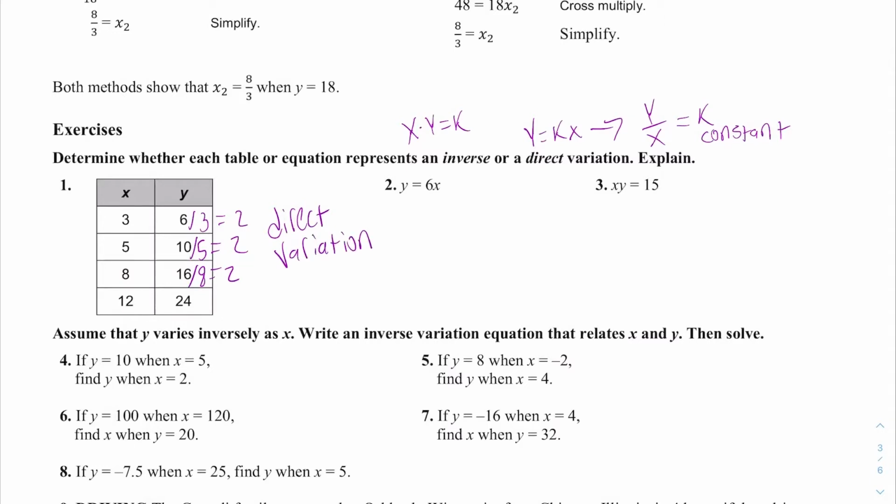This one says y equals 6 times x. Well, that already matches the formula for direct variation, so this is direct variation. Next: x times y equals 15. So that means whatever x is, whatever y is, this equation for number 3 is always going to give the constant answer of 15. So this is inverse variation.